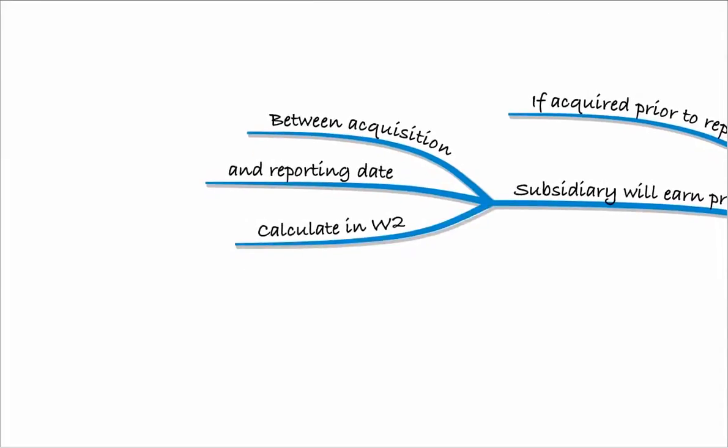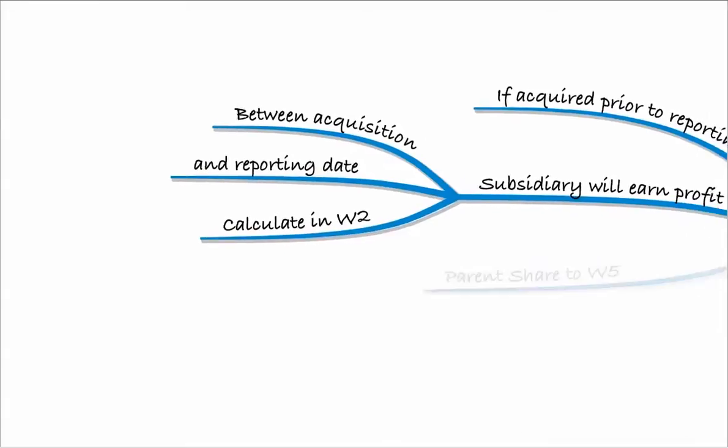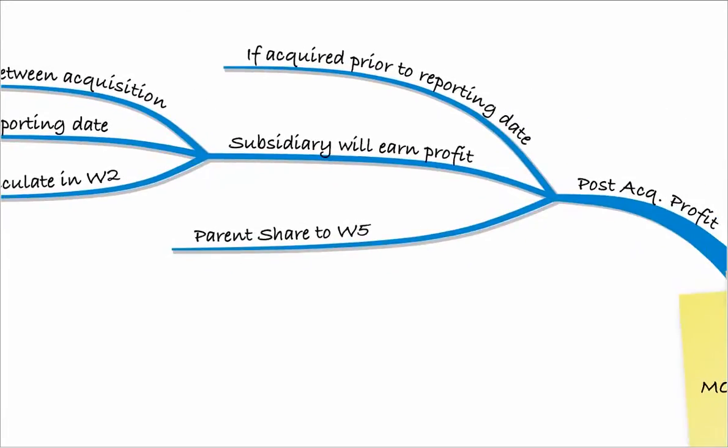We can work out what that profit is in our working 2. The difference between the net assets at acquisition and the net assets at the year end will be that post-acquisition profit because, of course, the retained earnings will have gone up. So we take the parent's share of this to working 5 and the NCI's share to working 4.